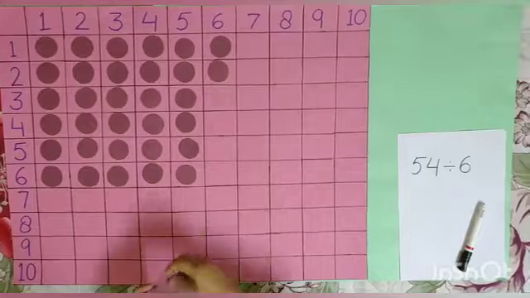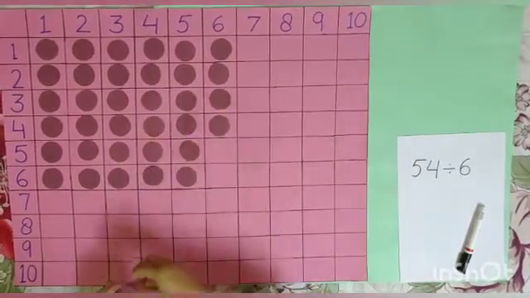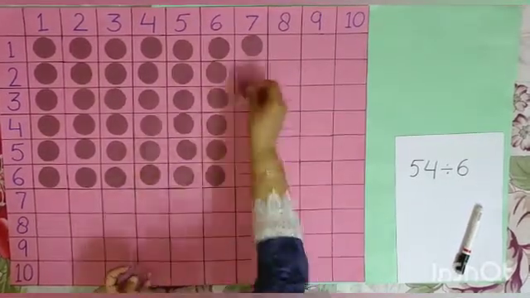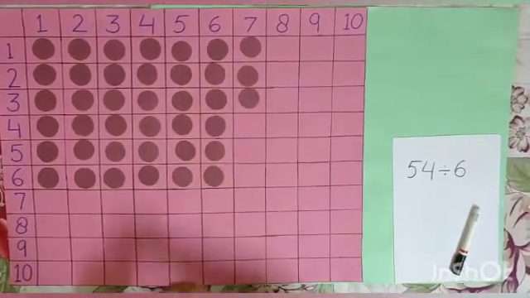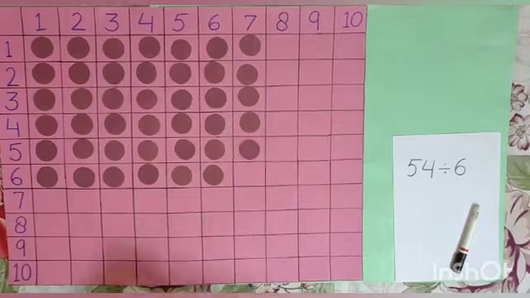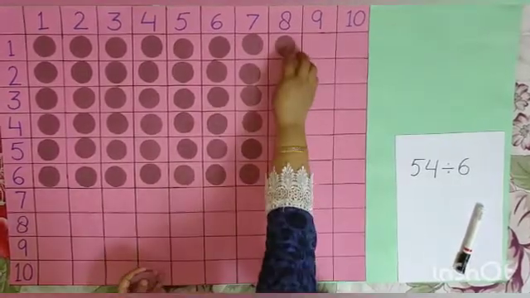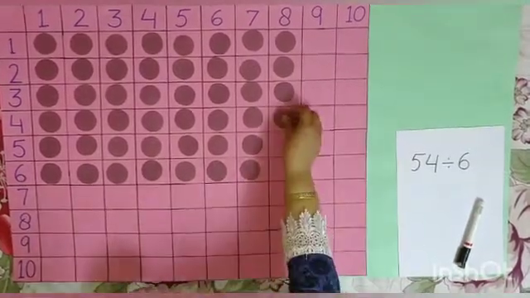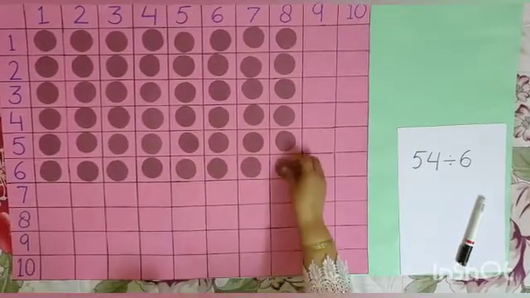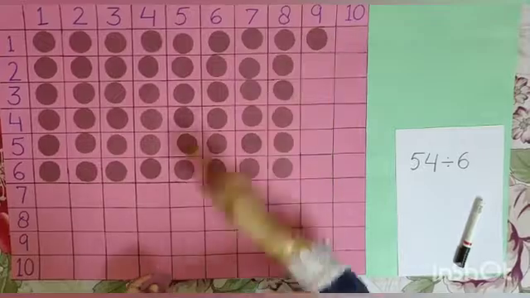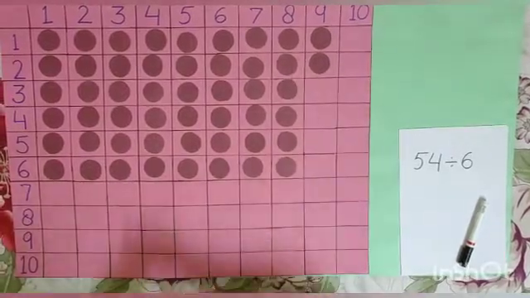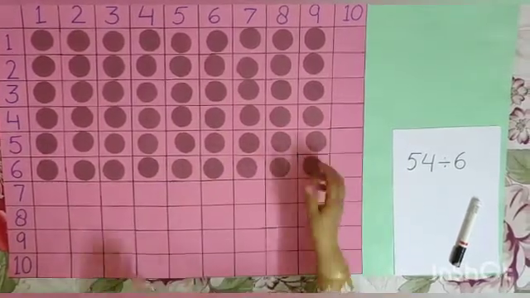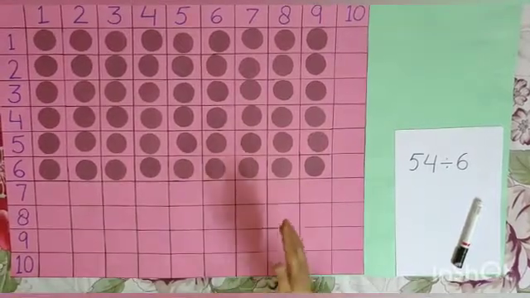I have still more counters. 33, 34, 35, 36, 37, 38, 39, 40, 41, 42, 43, 44, 45, 46, 47, 48, 49, 50, 51, 52, 53 and 54. Now all the counters are finished and I am left with no counters.